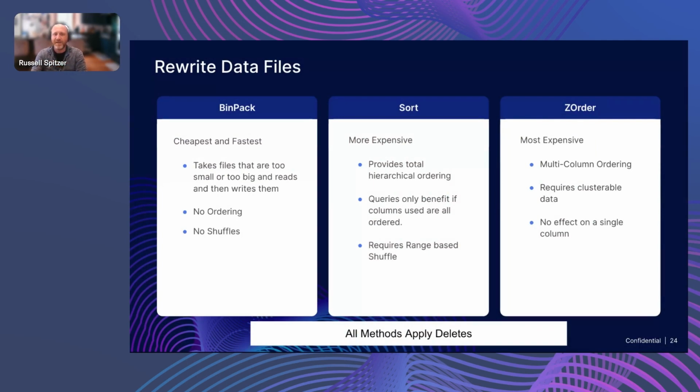And most important of all is that there is no effect on a single column. If you Z-order a single column, you might as well be doing a sort. It'll be more efficient and will give you the same benefit.